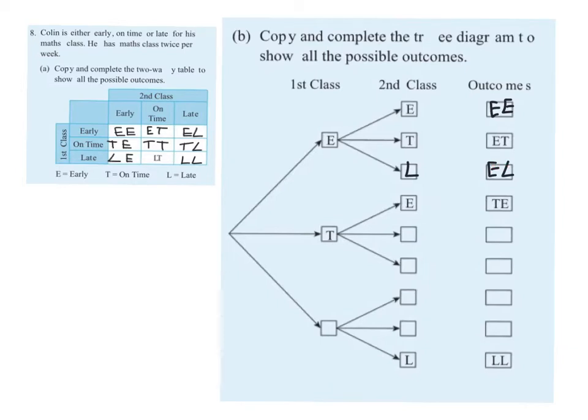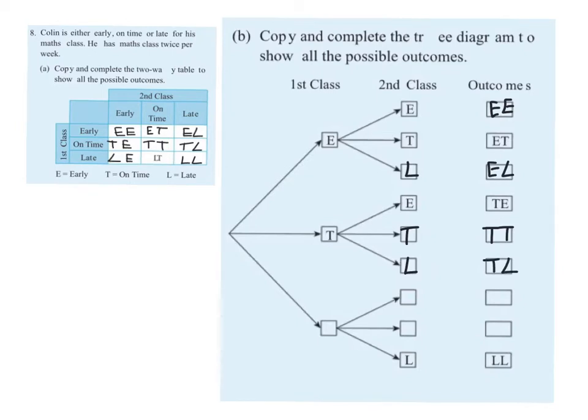Okay, the next one then we have is T, so they've already filled in on time and early for us, which is TE. Then we have TT, which is on time for both classes, and then the last one we have is TL, so TL here, which is on time and late.